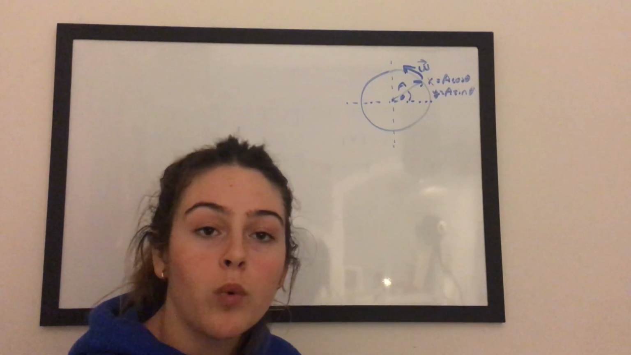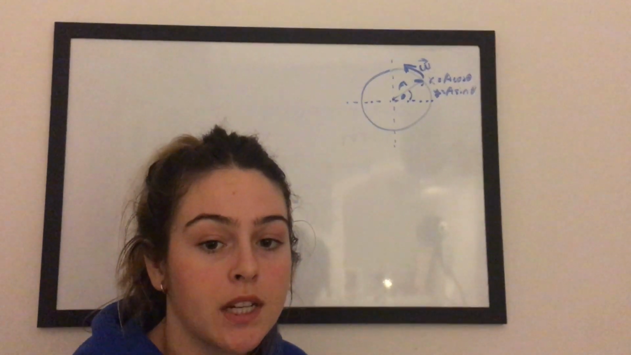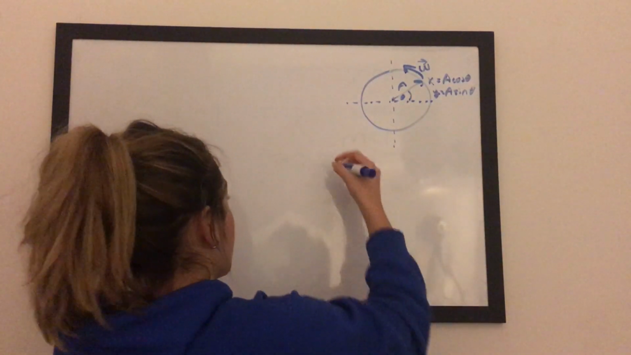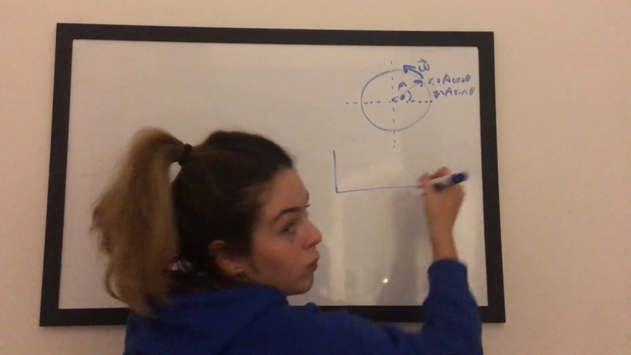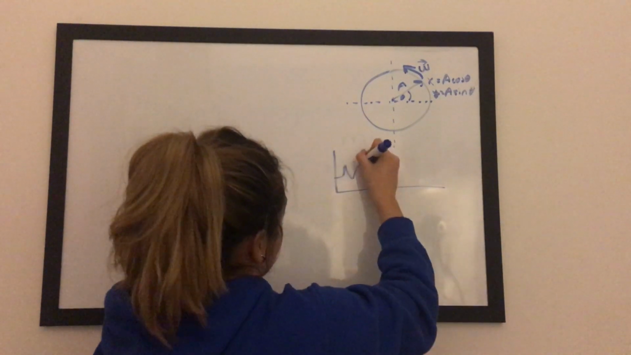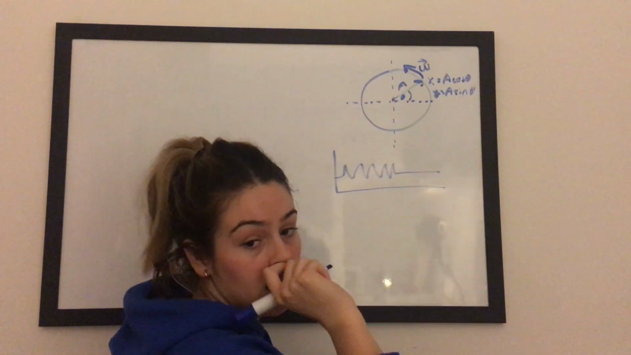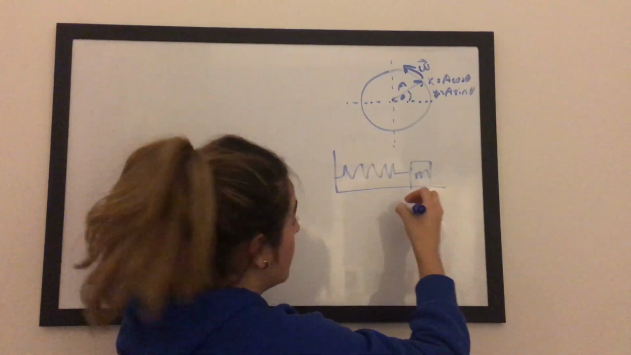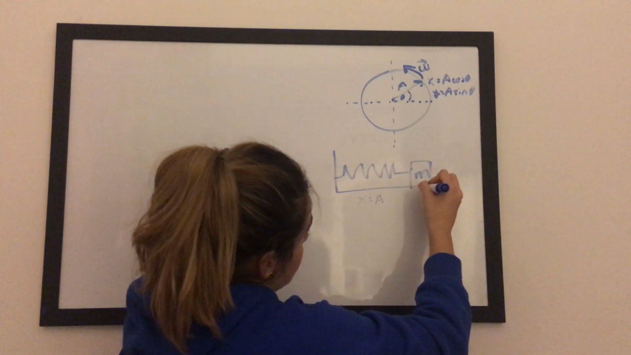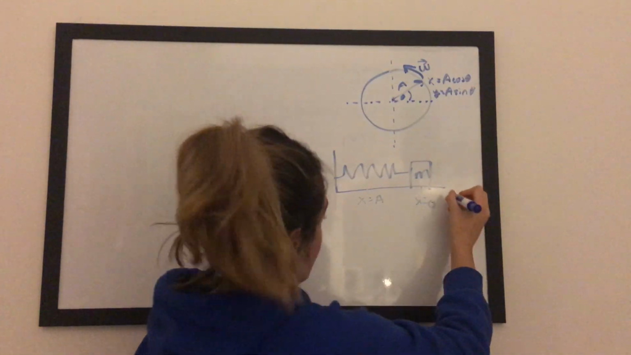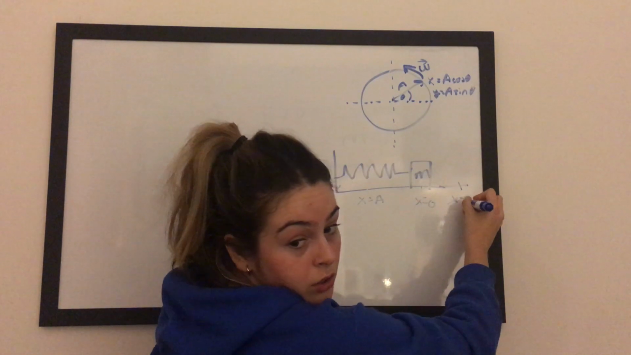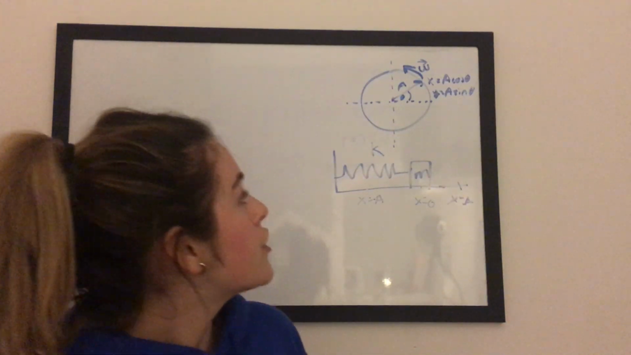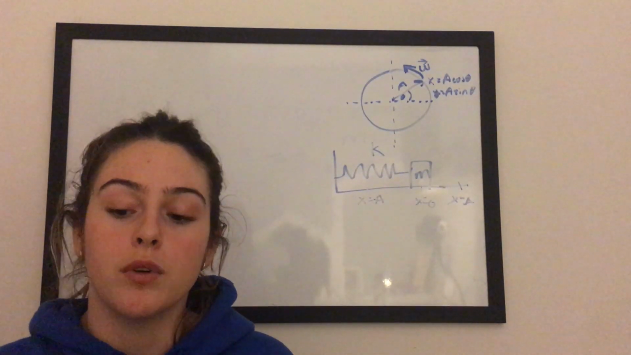Essentially, when an object is displaced, it may be subject to a restoring force, which results in a periodic oscillating motion, which could look something like this. Let's get M here, and x is equal to a at this point, x is equal to 0 here, and x is equal to negative a here. Sorry, this is negative a, by the way. And this is k. So that just gives kind of an overview of simple harmonic motion.